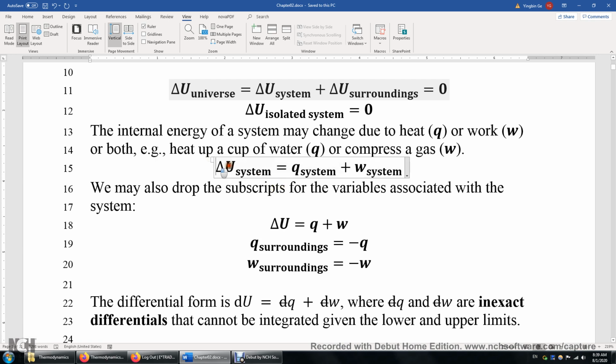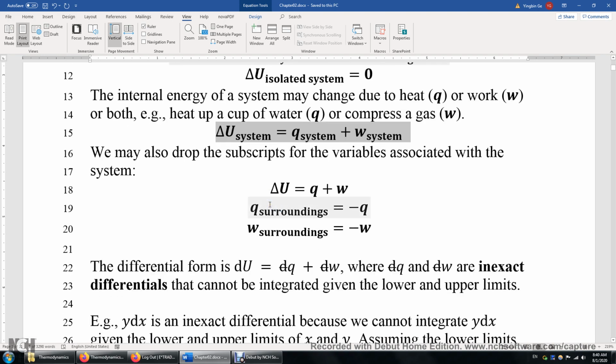We have a nice equation here. The change of the internal energy of a system is equal to Q of the system plus W of the system. Q is the amount of heat that flows into the system. W is the amount of work done to the system. What if heat is flowing out of the system? Then Q is negative. What if work is done by the system to its surroundings? Then work, W, is negative.